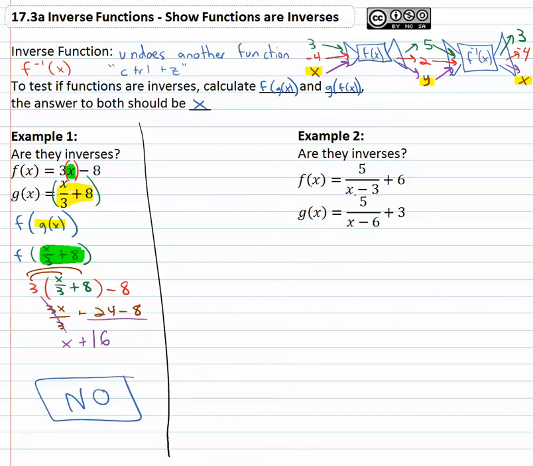How do we know? We calculate the composition, and we need to calculate both compositions. So first we'll find f of g of x, and then we will find g of f of x, and hopefully the answer for both will be x. I guess we only have to calculate one of them if it doesn't come out to x. We have to calculate both if it does.